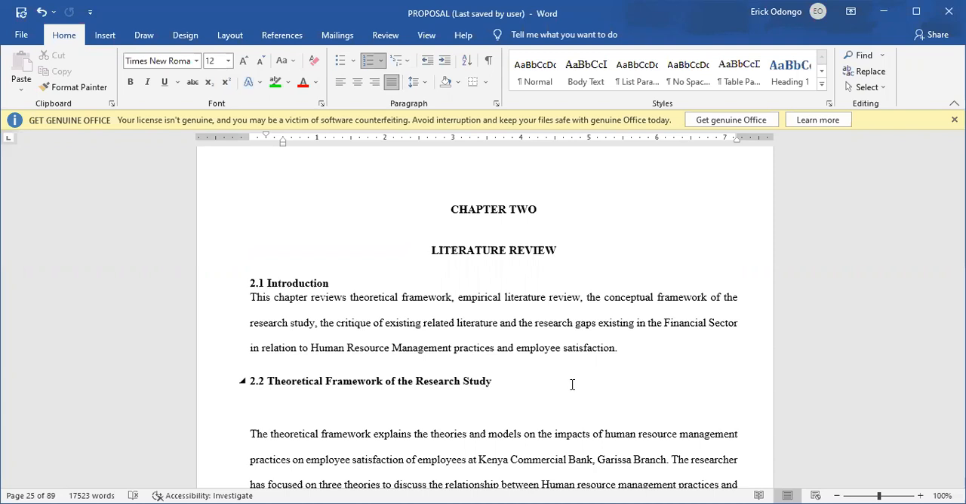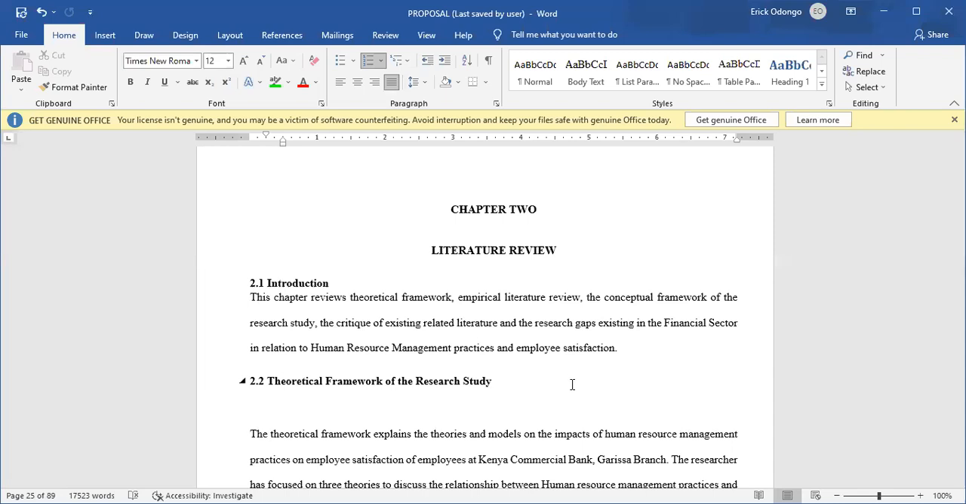For example, there should be a theory on employee compensation. There should be a theory on training and development. There should be a theory on human resource planning. There should be a theory on work environment impact on employee satisfaction. So the theoretical framework of the research study simply looks at the different theories that have been put forward by the different theorists. Like in my case, I had 4 independent variables. I must have 4 theories.